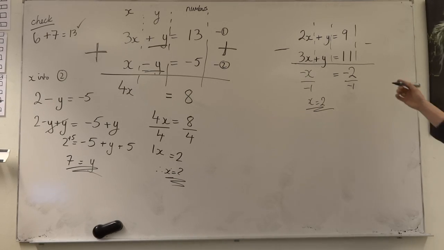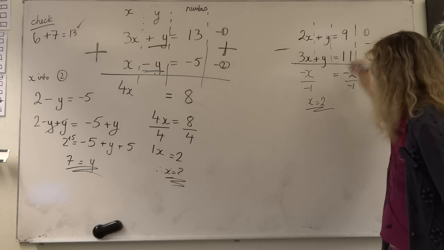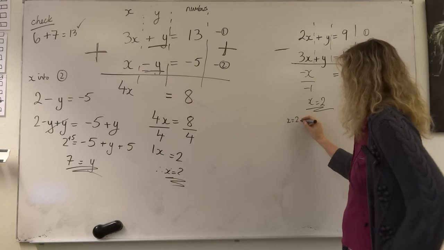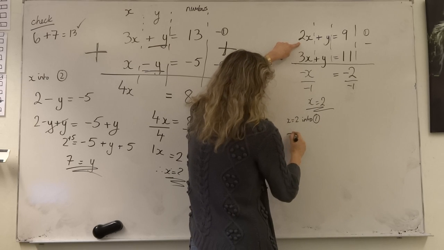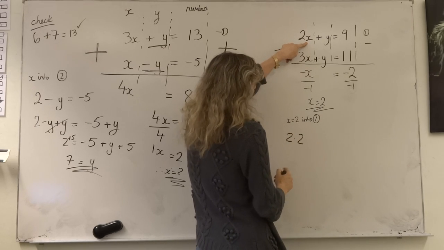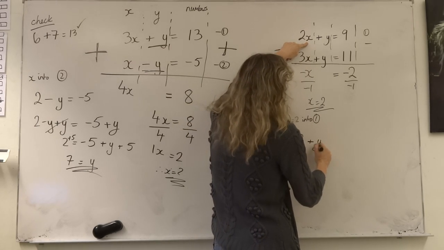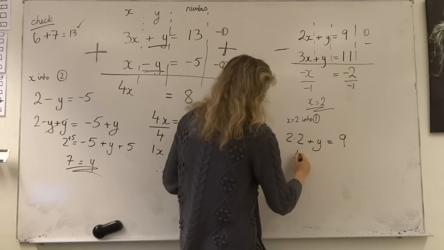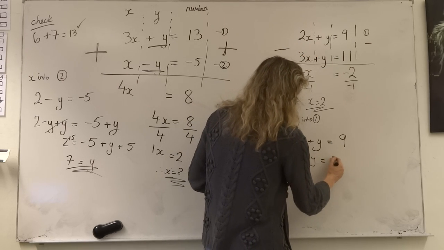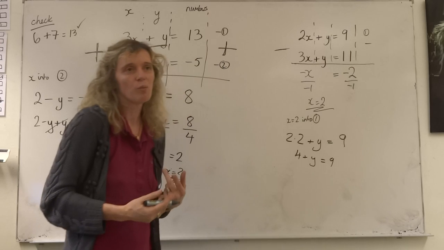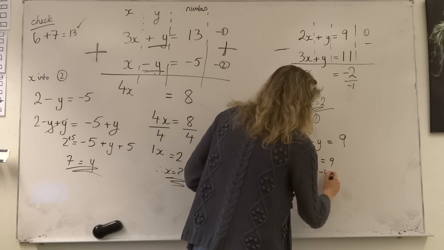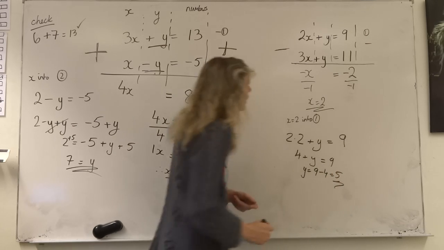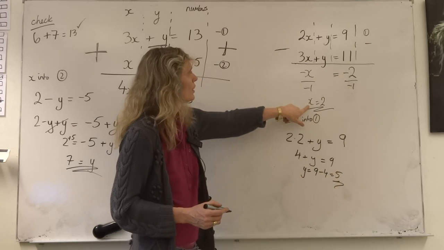Let's put it into equation 1. X equals 2 into equation 1. We'd get that 2 times 2, plus y equals 9. We'd get 4 plus y equals 9. Y must equal 5. Y equals 9 minus 4 equals 5. We now know that y is 5 and we know that x is 2.